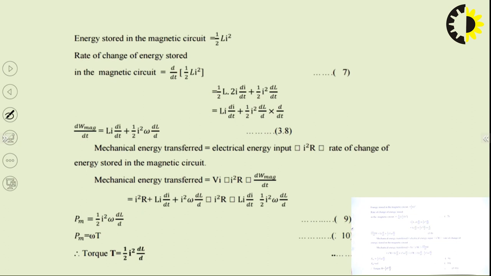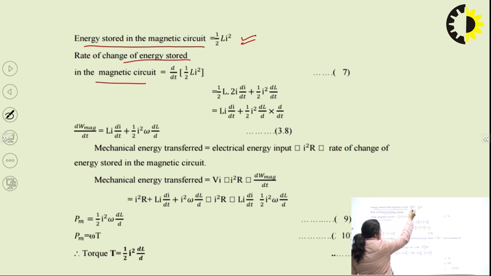Now, the energy stored in the magnetic circuit, this you already know, can be expressed by half L i square, right? So the rate of change of energy stored in the magnetic circuit will be obtained by differentiating this. It can be written as half, differentiation: first function, 2i di by dt times L, plus second function I square and differentiation of the first function. So this can be written, and dL by dt can be written as dL by d theta times d theta by dt, right?